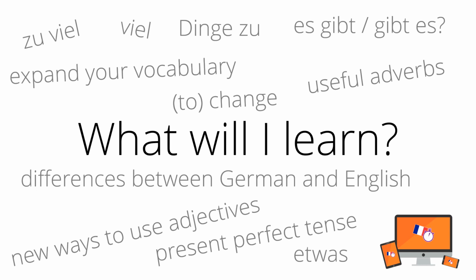We'll look at how to form it with regular verbs. We'll look at some common irregular verbs, and also look at the different things it can mean in English in the positive and negative. That's just a brief look at a few of the things we'll be learning in this course, but there will be much more.